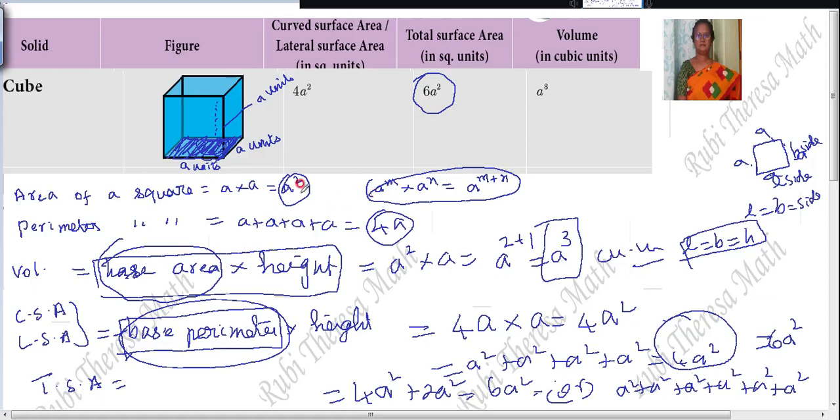Do you follow, my dear? So first you should know these two. Whomsoever it is, you should know these two basic formulas. If you know these two, then very well you will be able to say these remaining three.